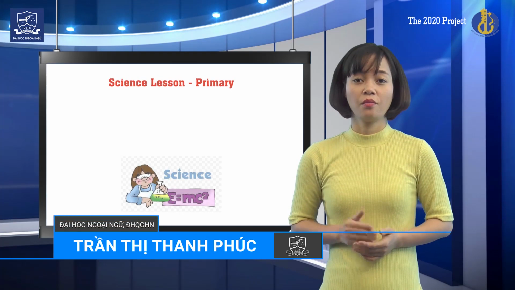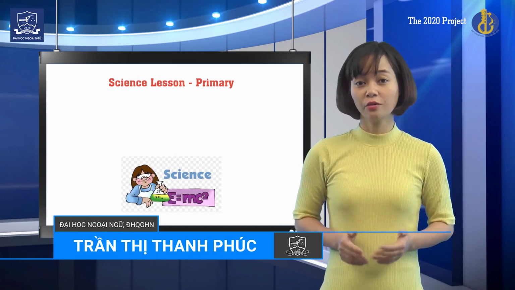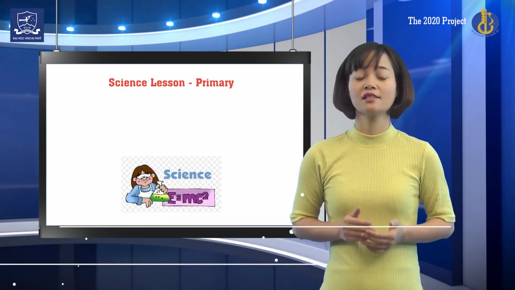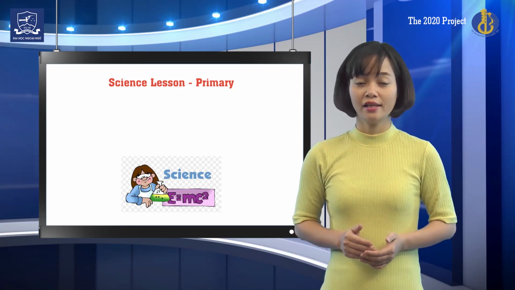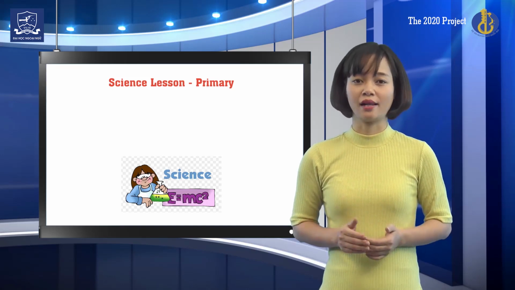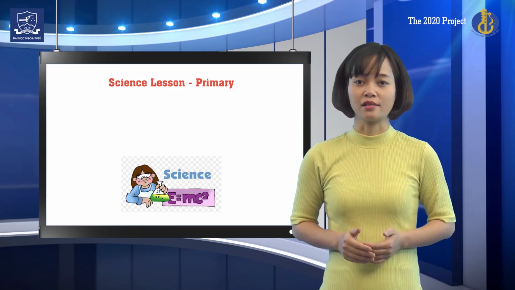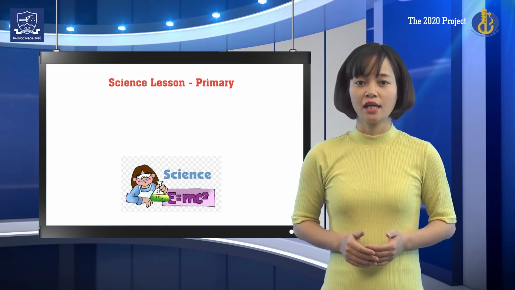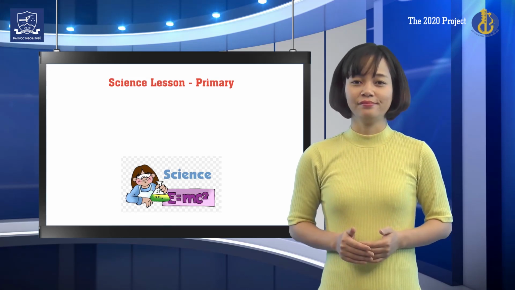First of all, we are going to find out how Kiln is implemented in a science lesson. This is conducted in a primary class, and the focus of the lesson is on electricity and energy saving.